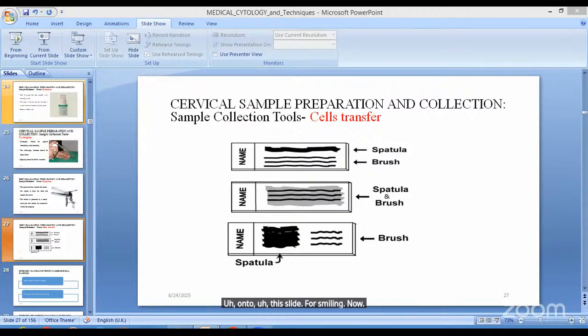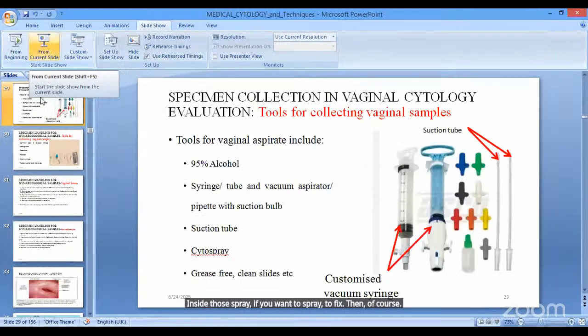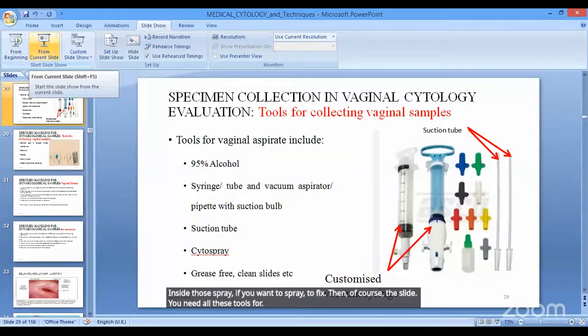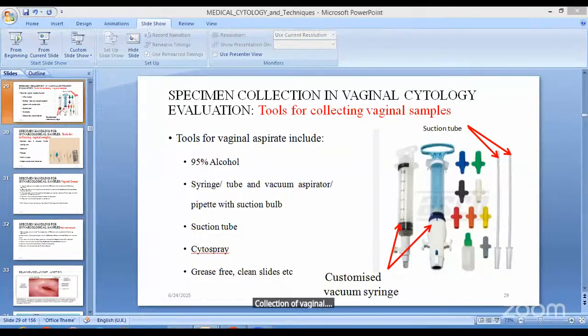Now you need 95% alcohol. This is very common. It's very important you know that. For wet fixing, you fix immediately. Then the syringe is pre-attached with a vacuum aspirator. So as you pull the plunger, the trigger is going to aspirate based on the principle of vacuum. The cyto spray, if you want to spray to fix, and then of course the slide. You need all these tools for collection of a vaginal sample.